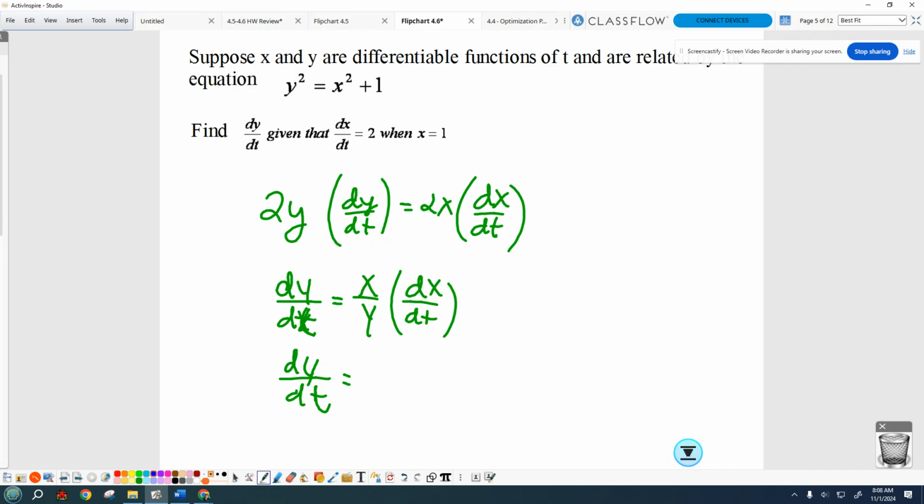Do I know x, y, and dx/dt? Sort of. x is 1. dx/dt is 2. How do I find y? Plug it in.